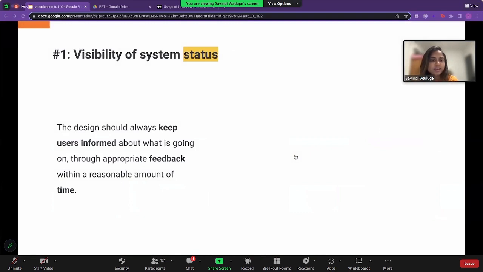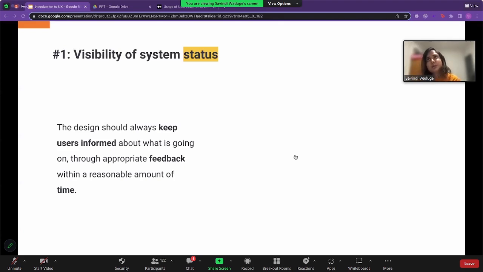The first principle is visibility of system status. It's about informing the user about what is going on. For example, when you click on a button of a form, it takes some time for the API call to go through and get a response. So there is a time lapse, and in that time you have to indicate to your user, through a spinner or a loading screen or something like that. That's what you understand by visibility of system status.